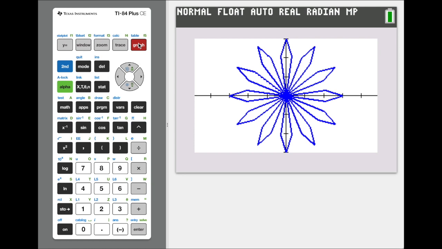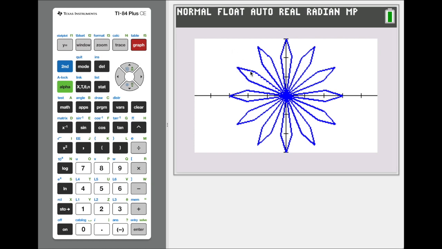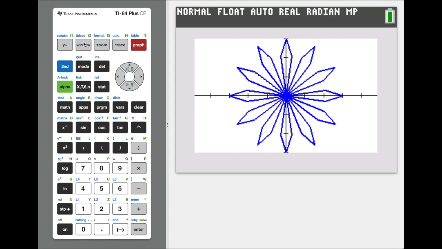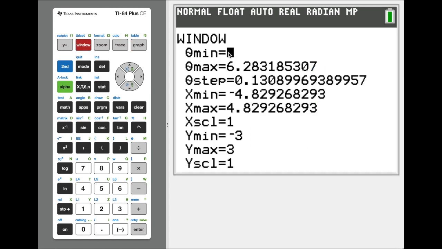The other observation is that these leaves on this rose, these petals, are rather pointy. And while that does look kind of cool, it kind of looks like a poinsettia almost, that is not actually accurate for the drawing. The reason that we're getting these jagged edges is because our calculator is not plotting enough points. So I want to go back to the window button and look down at the third line called theta step. And theta step says how far the calculator is going to step before it plots another point and connects the dots.